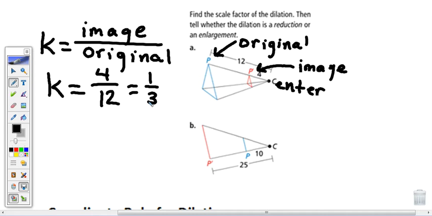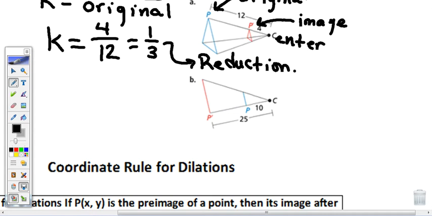Okay, is this going to be enlargement or reduction? Okay, you guys try the next one. That was easy.